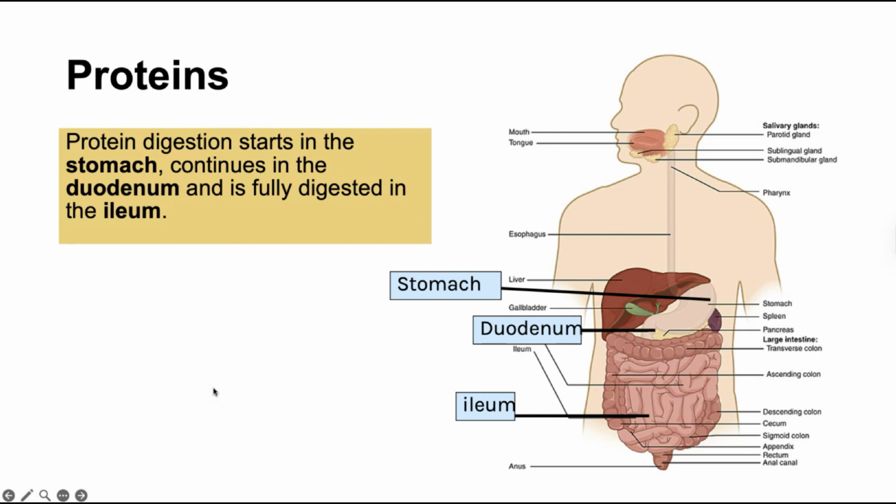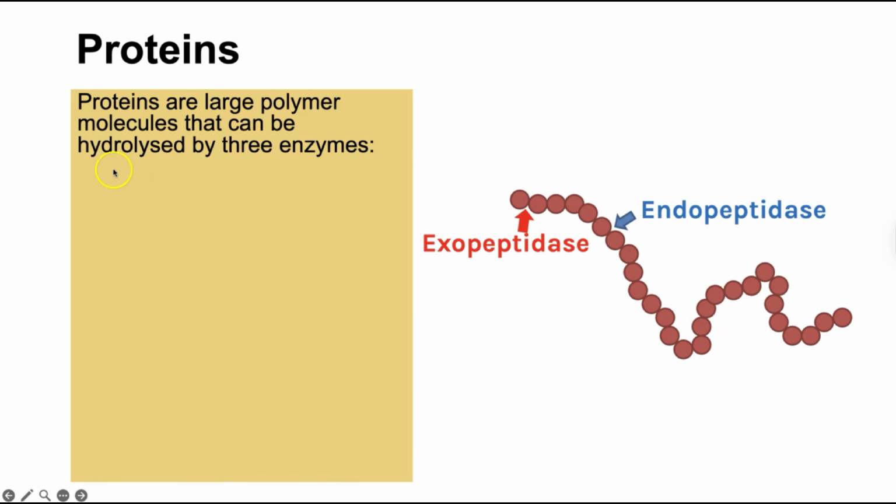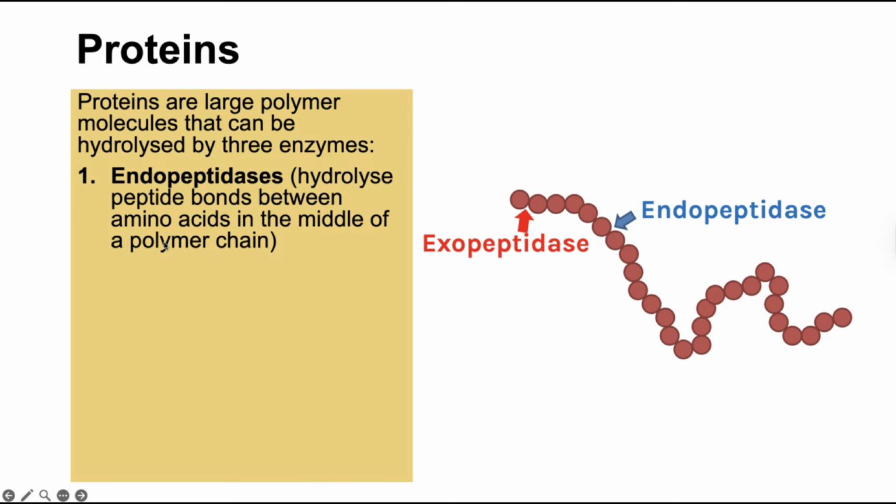Next then, proteins, and this starts in the stomach, it continues in the duodenum, and then it's fully digested in the ileum of the small intestines. And there's 3 enzymes involved in hydrolyzing these large polymers into the monomer amino acid. We have the endopeptidases. These hydrolyze the peptide bonds between amino acids in the middle of the polypeptide chain. That means that you're going to be breaking or hydrolyzing one long polypeptide chain into multiple shorter chains. And this increases the surface area for the next enzyme to work with.